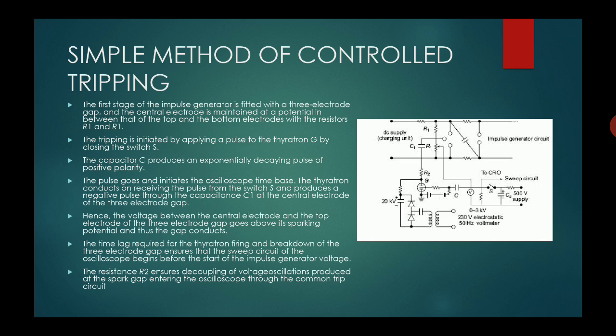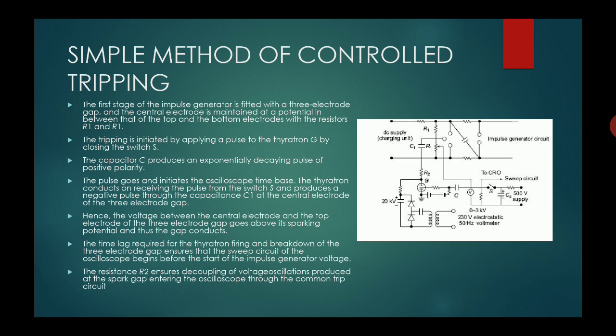Tripping is initiated by applying a pulse to the thyratron G by closing the switch S. So we have a thyratron that creates a pulse by closing of the switch S. You can see the switch S is being provided. The capacitor C produces an exponentially decaying pulse of positive polarity. So when the pulse is created with the closing of the switch, the capacitor is charged to a positive polarity. The pulse goes and initiates the oscilloscope time base.